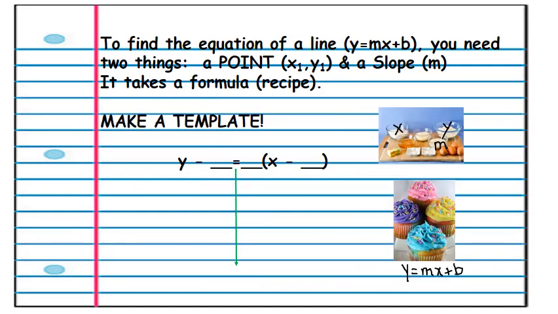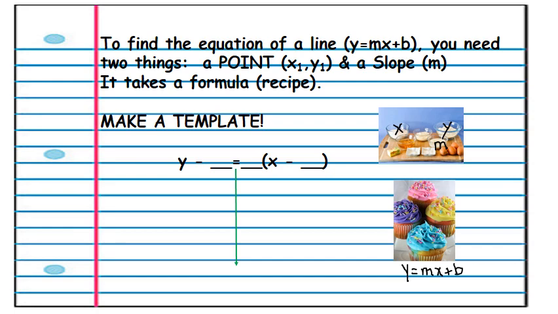Define the equation of a line. That is the y = mx + b. You need two things. You need a point. You need a slope. Okay? Every line has at least 2 points on it. Those 2 points give you a slope. It takes a formula. A formula is a recipe. Make a template, make a template, make a template. Okay? Sometimes slopes are hidden.